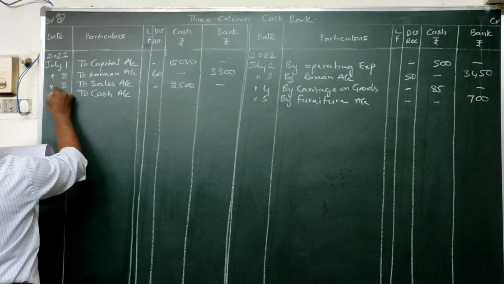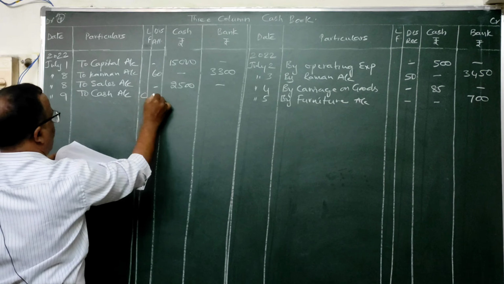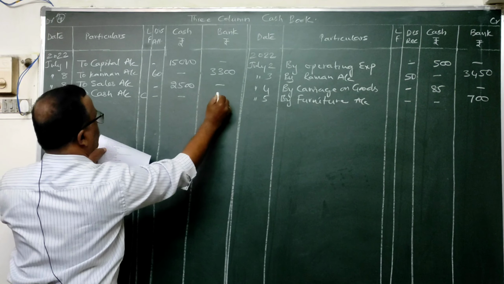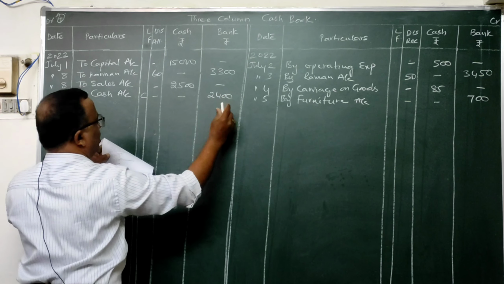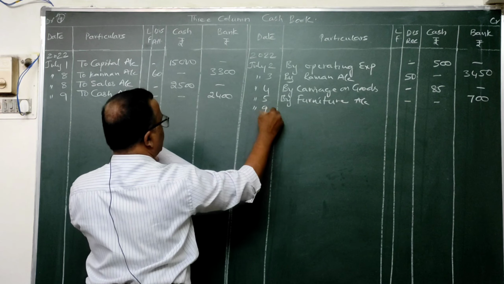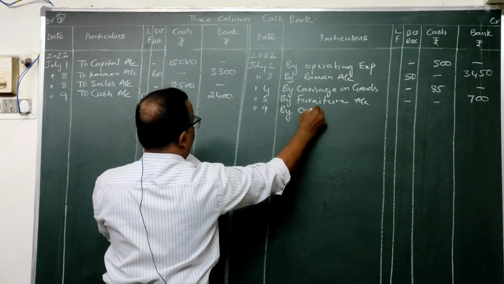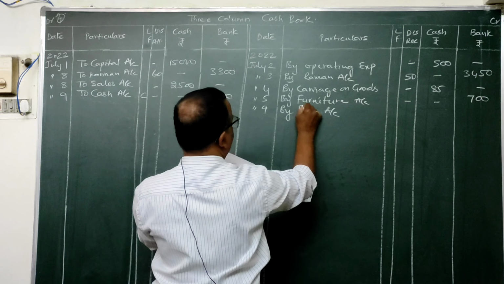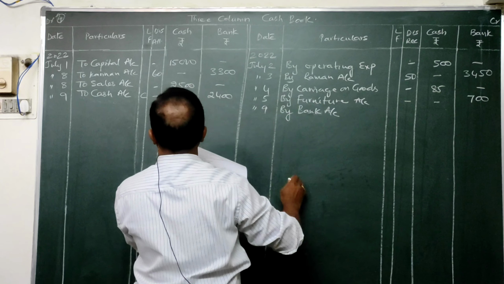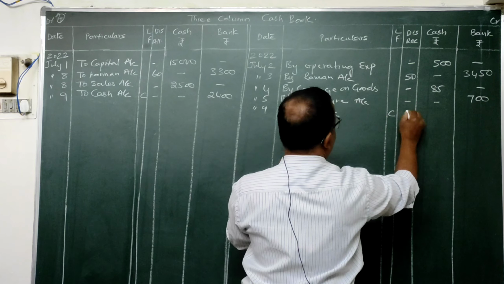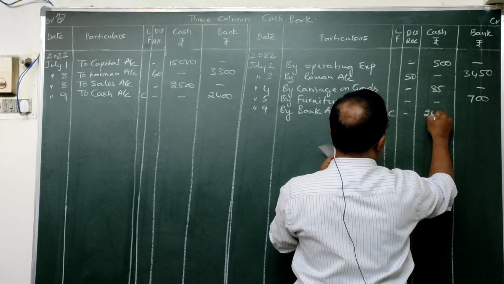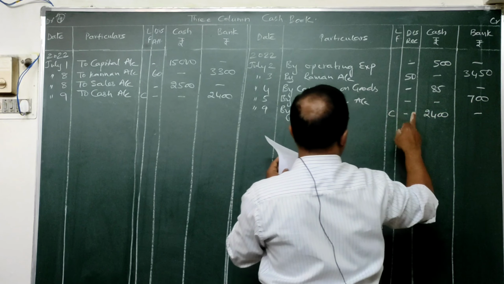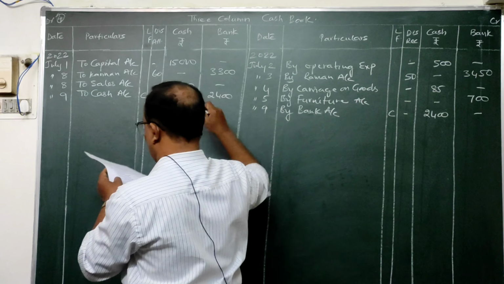It is a contra entry, bank account debit to cash. So in bank column you will be posting 2,400 here on debit side. Whereas on credit side it will be by bank account, because you have deposited into bank. By bank, in cash column it will be 2,400, because it has gone from the cash and deposited into bank.